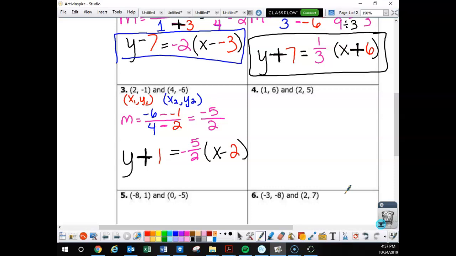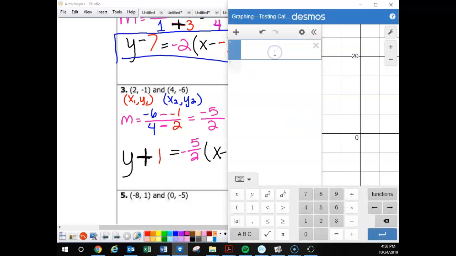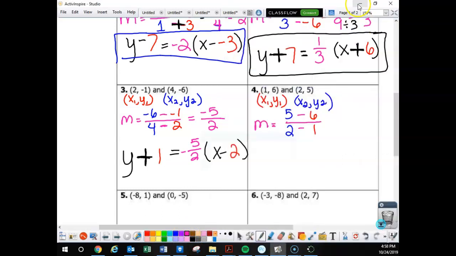All right, let's try another one. You should have already done this one, actually. This is x1 comma y1 and x2 comma y2. All right, so m equals, separated by a fraction. So y2 over x2, that's 5 over 2, and then y1 over x1, that's 6 over 1. So 5 minus 6 is negative 1, and then 2 minus 1 is 1. Negative 1 divided by 1 is negative 1.